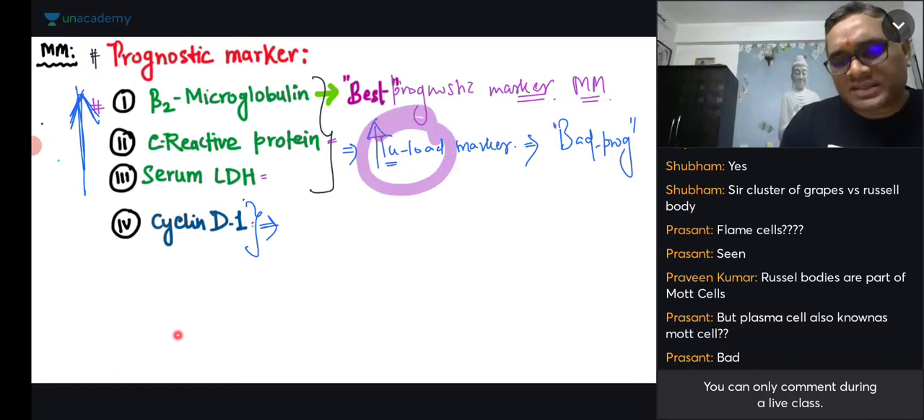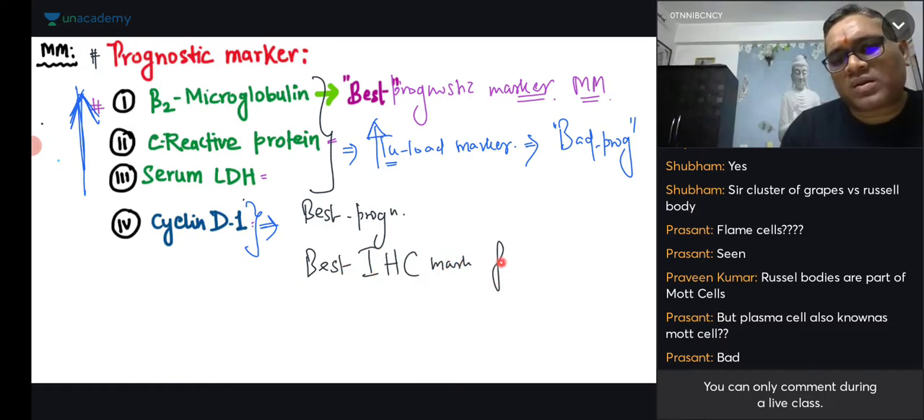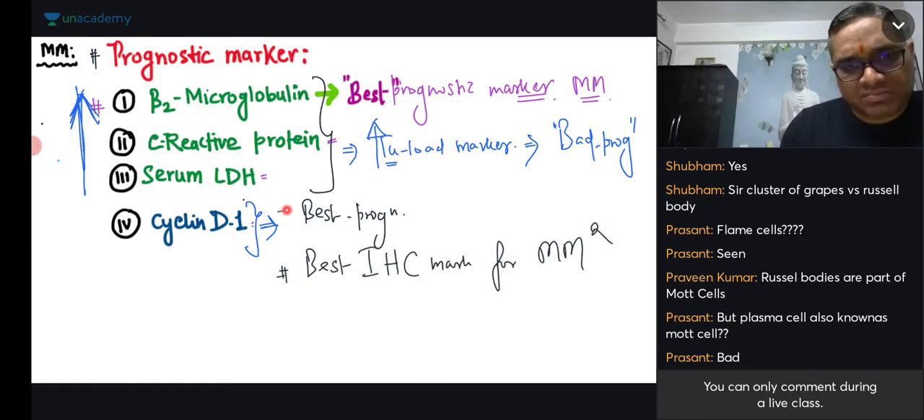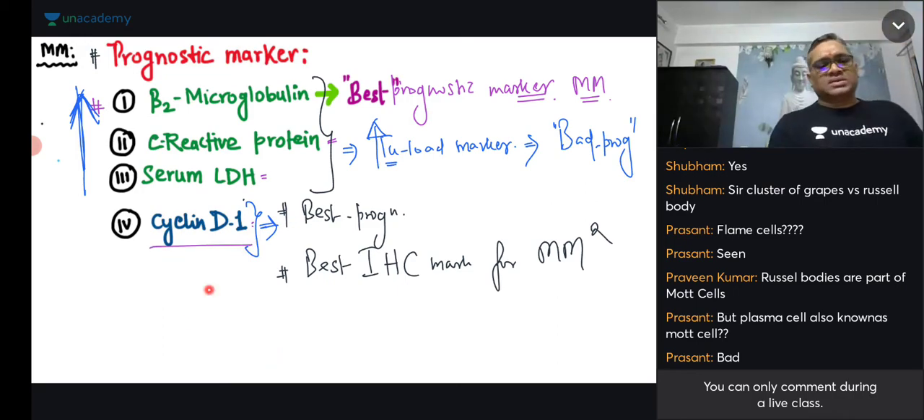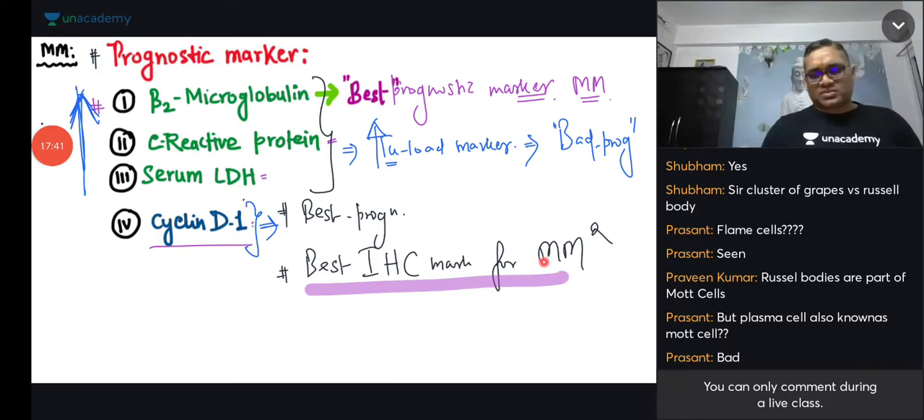Another question in the exam, the DNB 2014 and 15 exam. This was the question: this is carrying the best prognosis, number one. This is given in Robbins also. They are the best IHC marker, best immunohistochemical marker for multiple myeloma. This was the question in the DNB exam. Right. So I understood these are the two important MCQs. Cyclin D1 is the best for prognosis and best IHC marker for multiple myeloma diagnosis. Right.